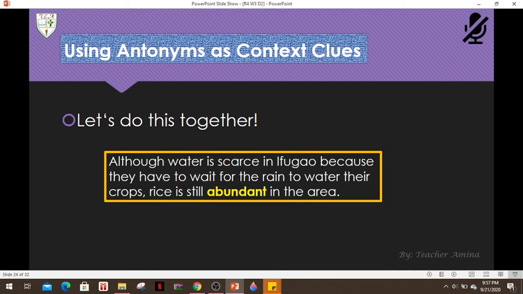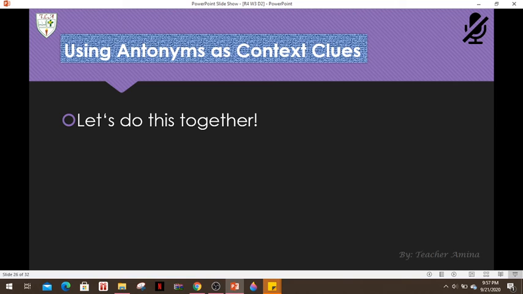Let's do this together. Although water is scarce in Ifugao because they have to wait for the rain to water their crops, rice is still abundant in the area. Our context clue in this sentence is although. In that statement, the antonym of abundant is there. The antonym is scarce, which is the opposite of the word abundant.